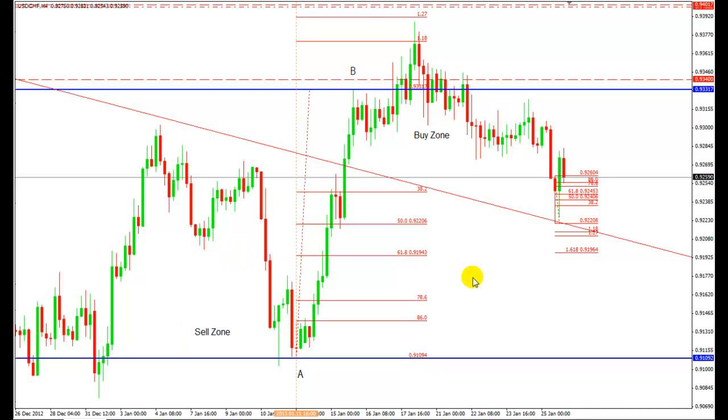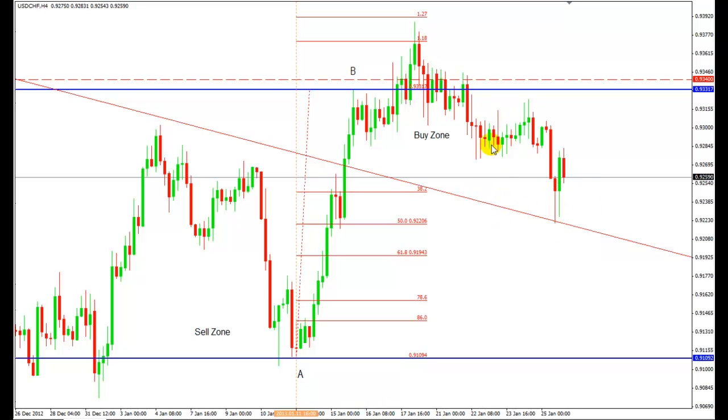So on the 4 hour, we have got the A at 91.09, and just 1 second, folks. Let's clear that up. A is at 91.09, and the B is at 93.31 area, okay? This is what we can see. This is the A to B. Look at the Fibonacci. Look at the retracement. Nice 50% retracement.